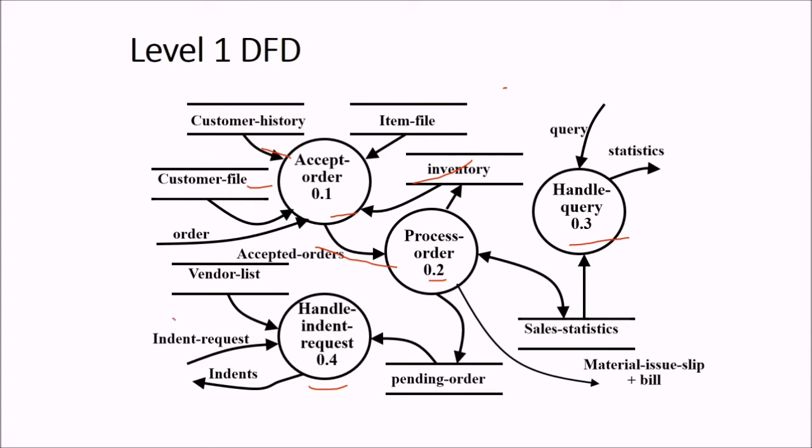Handling indent request from vendor list, indent request, pending order. And handling query also with respect to query statistics and also from sales statistics. That is, the process order 0.2 will take inventory and accepted order and then pending order. If it is okay, handle indent request, also produce material issue slip and bill.